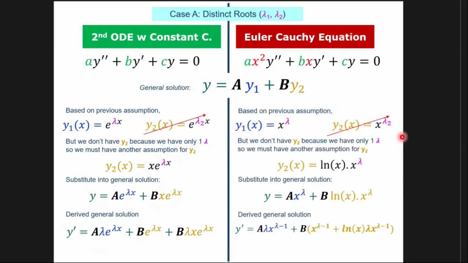So for the Euler-Cauchy equation, same thing, we only have y1 because we only have one value of lambda. So we have to have another assumption for y2. And for this case, the difference here is there is an additional ln x in front of the x to the power of lambda. So substitute y1 and the new y2 into the general solution. We have this general solution specific for cases with equal roots. And this is the derived general solution if it's needed.